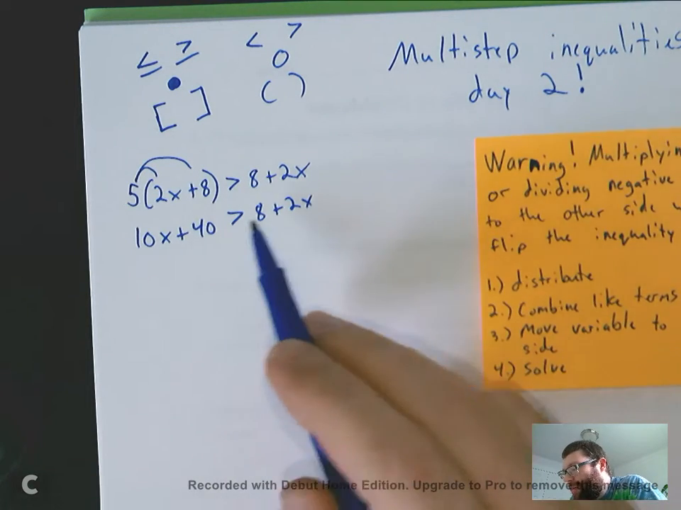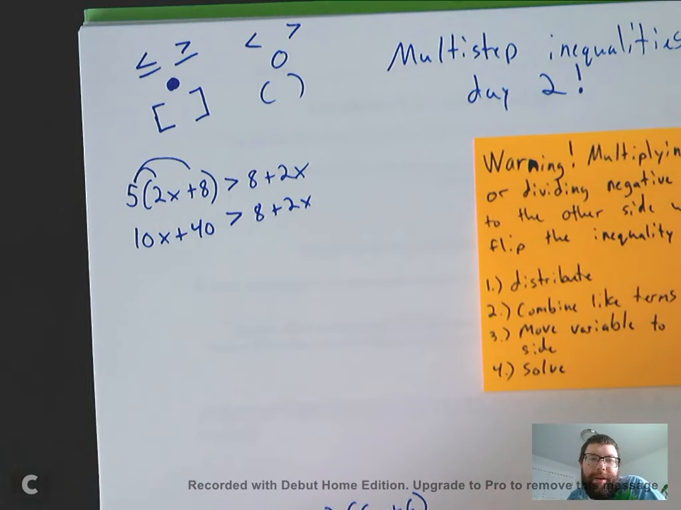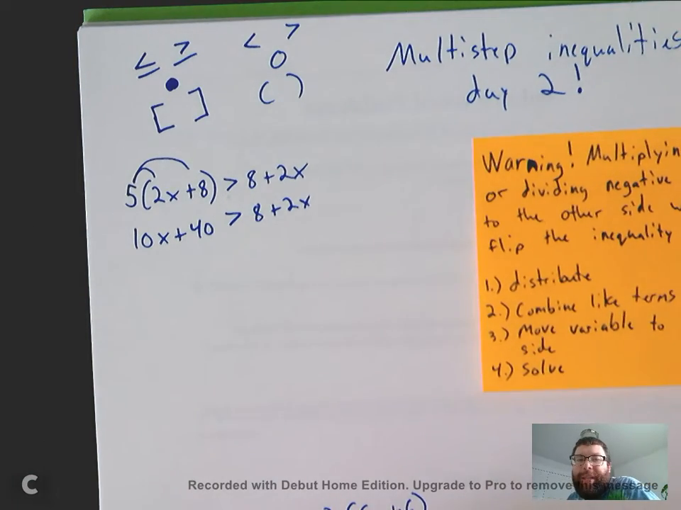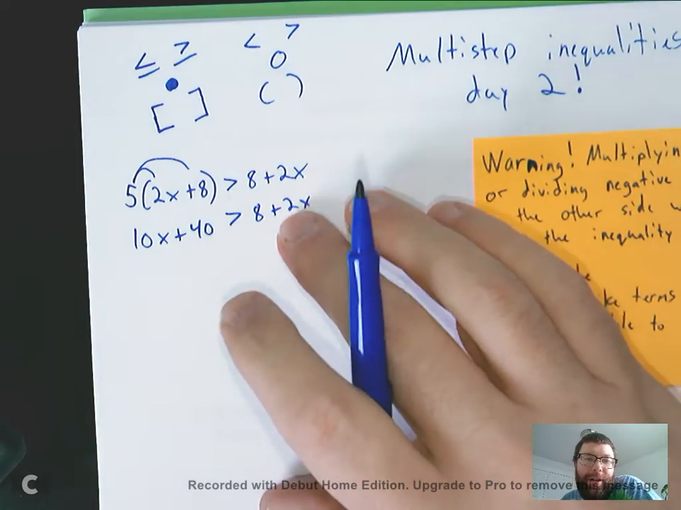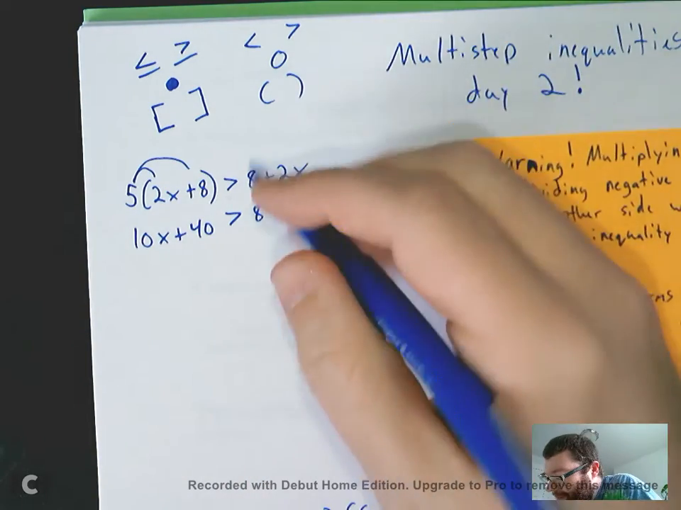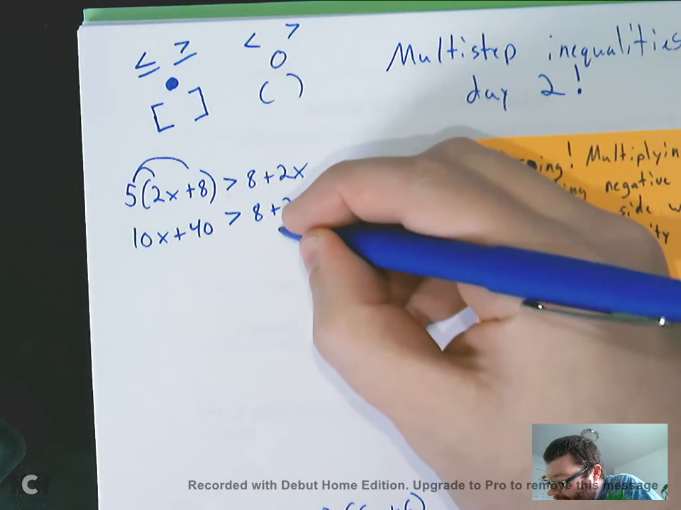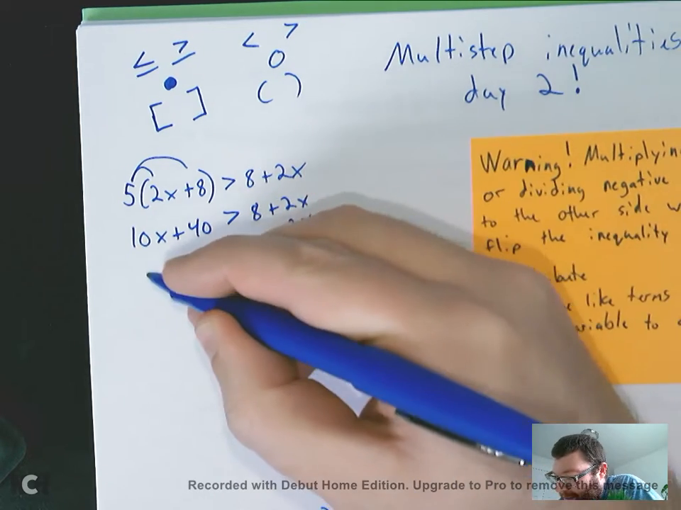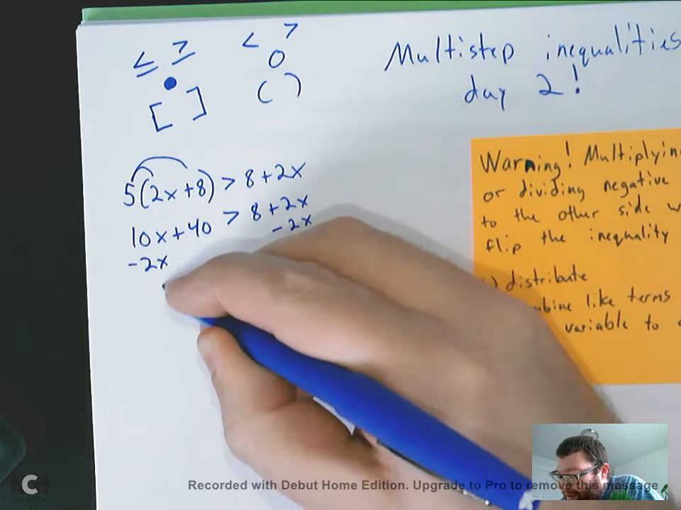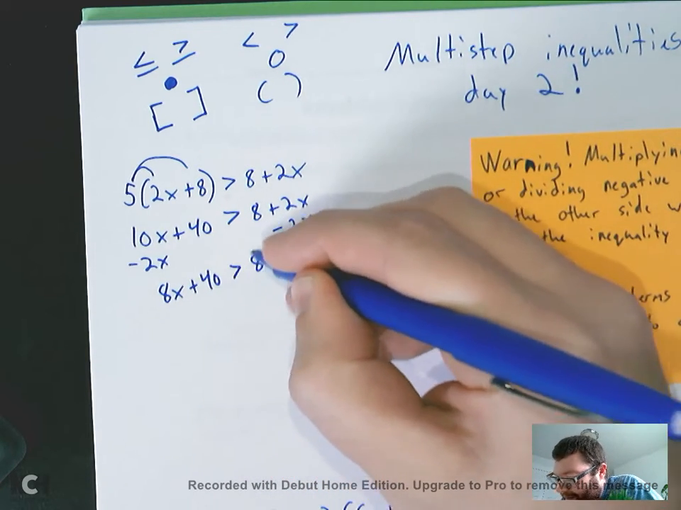Doesn't matter which one you want to move. Pick whichever one you want to. You're going to get the same answer either way. One way might involve flipping the inequality symbol, or another way might not. I always like to move the smaller number, and I like to have my variable on the left anyway. So I'm going to move this 2x over to the left so it's positive. So I would subtract 2x to move it to the other side. Gives me 8x plus 40 greater than 8.